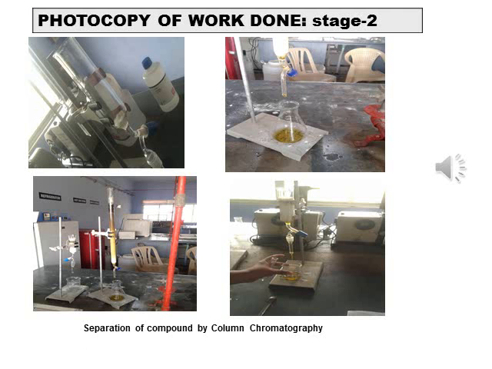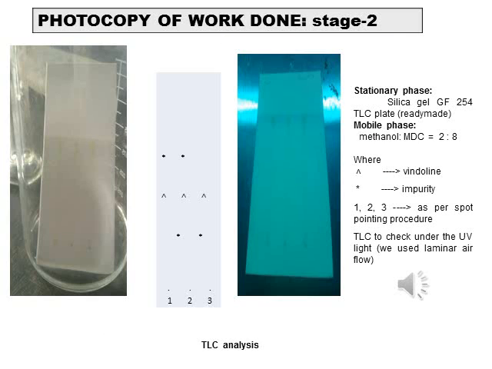Photographs of work done in stage 2. You can see here the pictures taken during the process in real time. First, the empty column placed with cotton. Second is the illustration of packing. Third is the column illustration overview. Fourth is TLC checking.